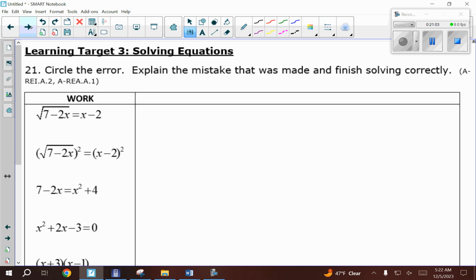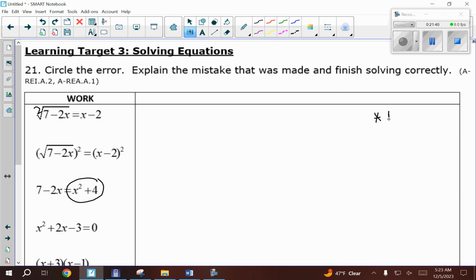Okay, next one. It says circle the error. Explain the mistake that was made and then finish solving correctly. So if you look at their work, these things are already separated into stuff that are inside a radical and stuff that are not. This has an index of 2, so that means you have to use the exponent of 2 to get rid of it. And then the most common mistake, which a lot of people will not see, is this part right here. So the mistake is x minus 2 squared is not equal to x squared plus 4.